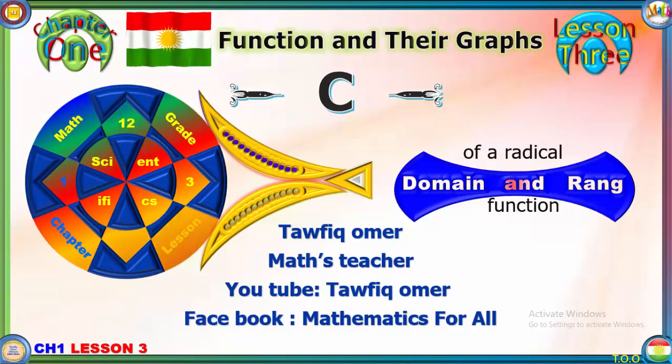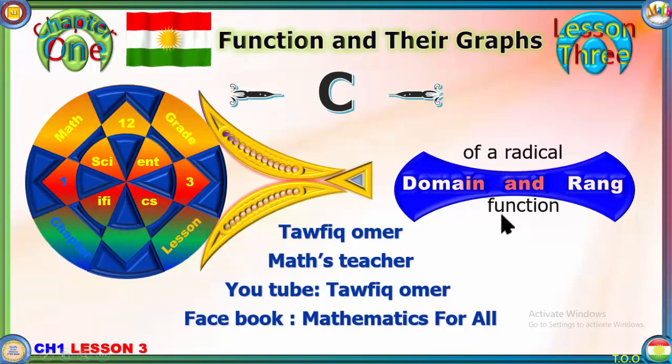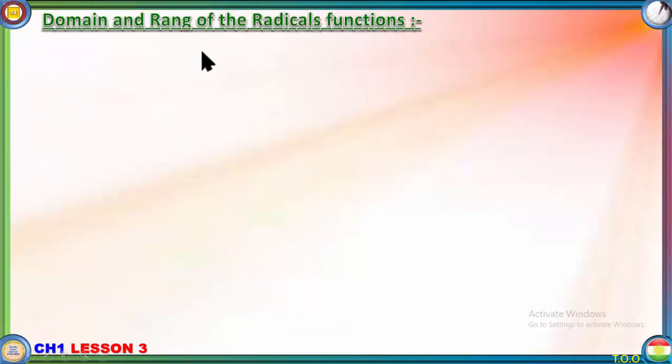In this video I will explain the chapter 1 lesson 3, functions and their graphs, part C, domain and range of a radical function. Domain and the range of the radical functions. We classify this kind of function in two types.